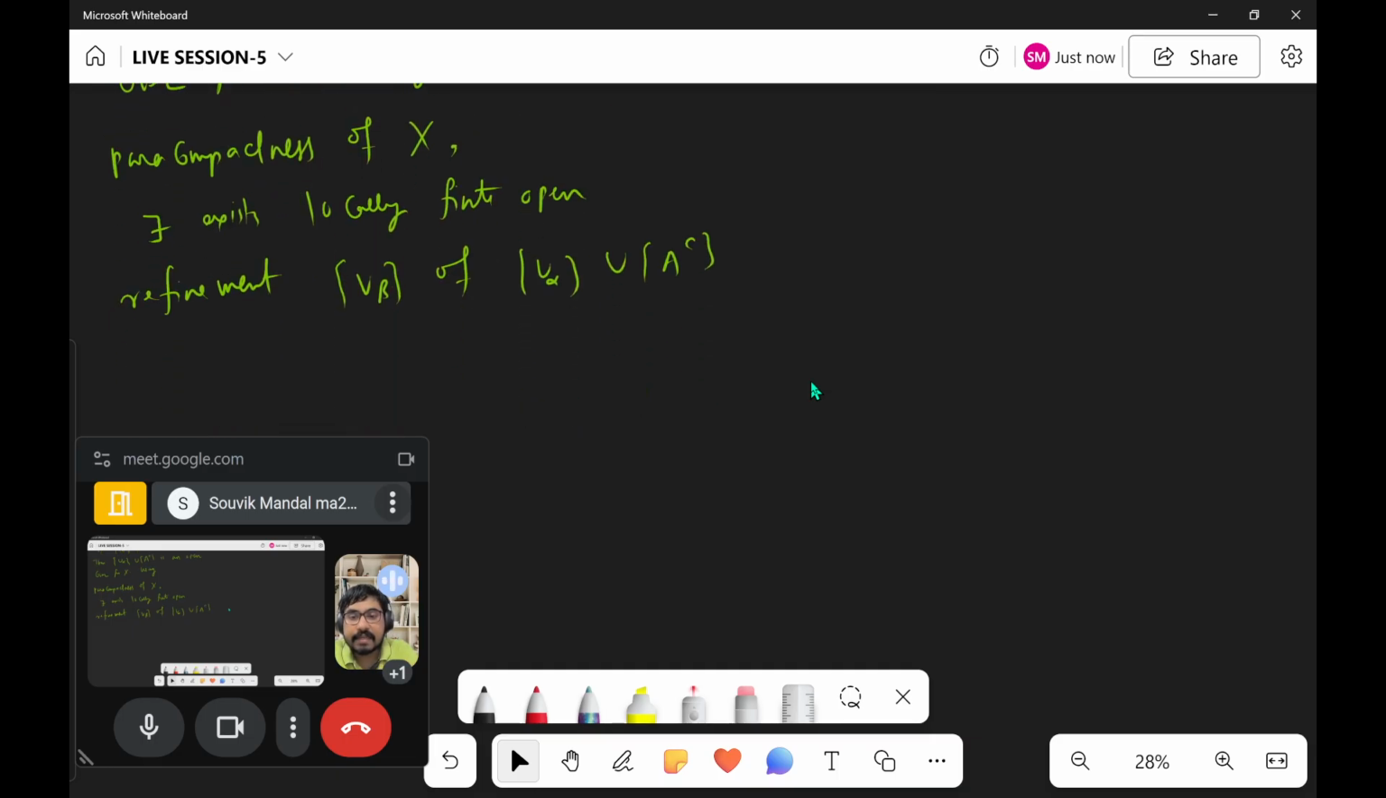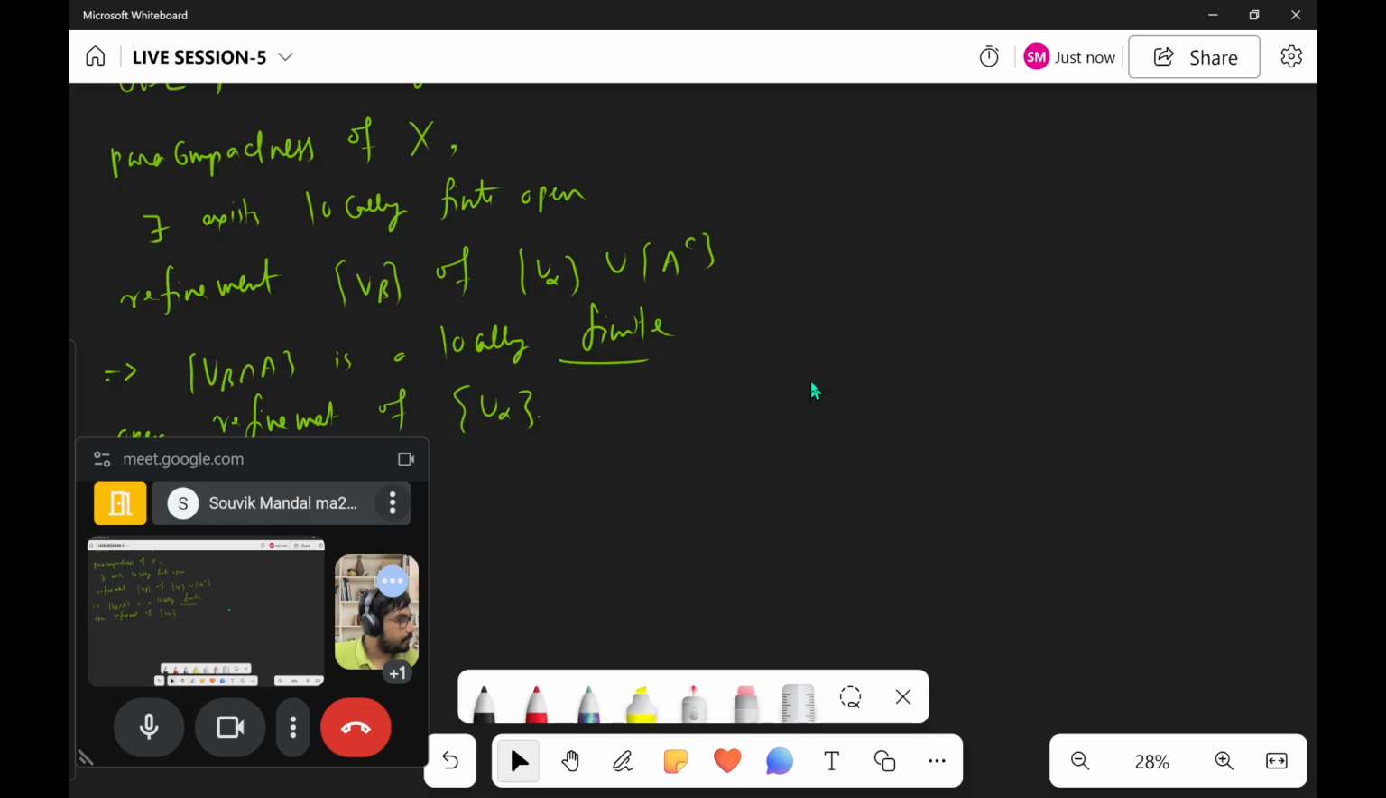So what does this tell? This tells that the collection V beta intersection A is a locally finite open refinement of U alpha. So this is the argument.